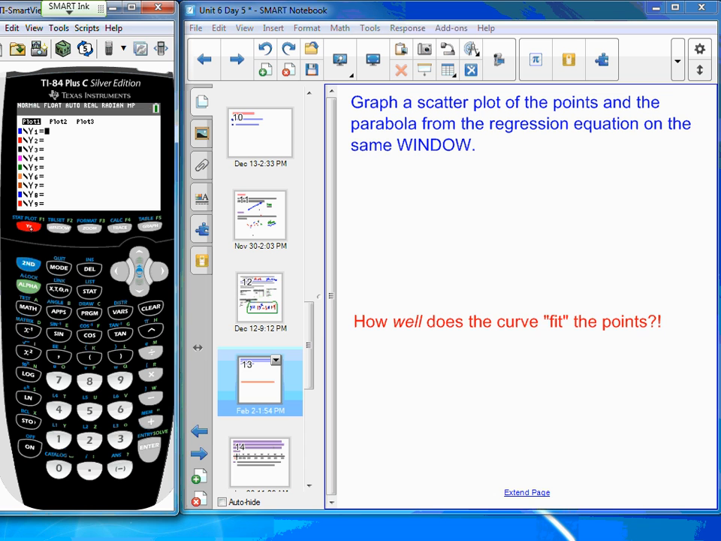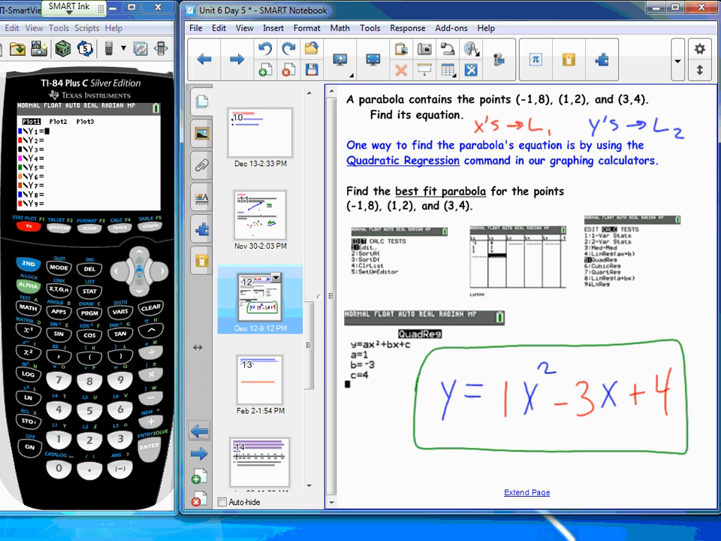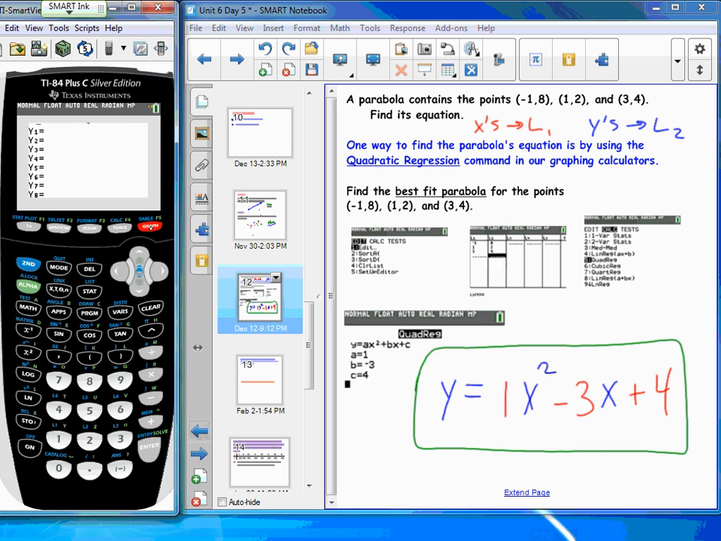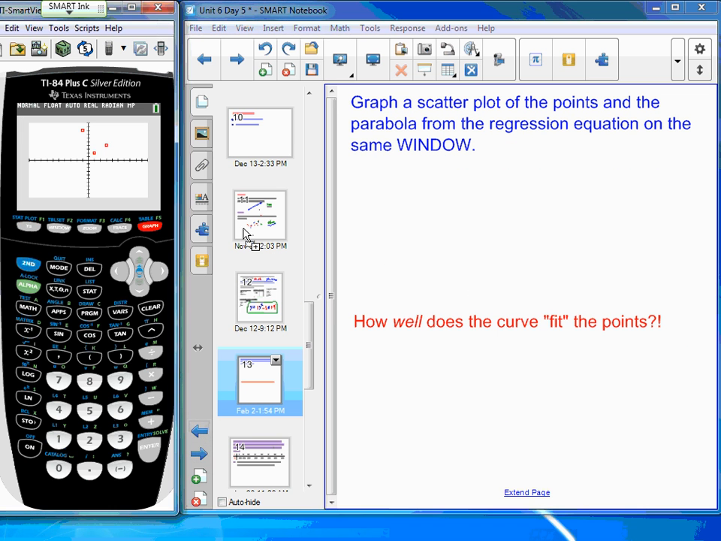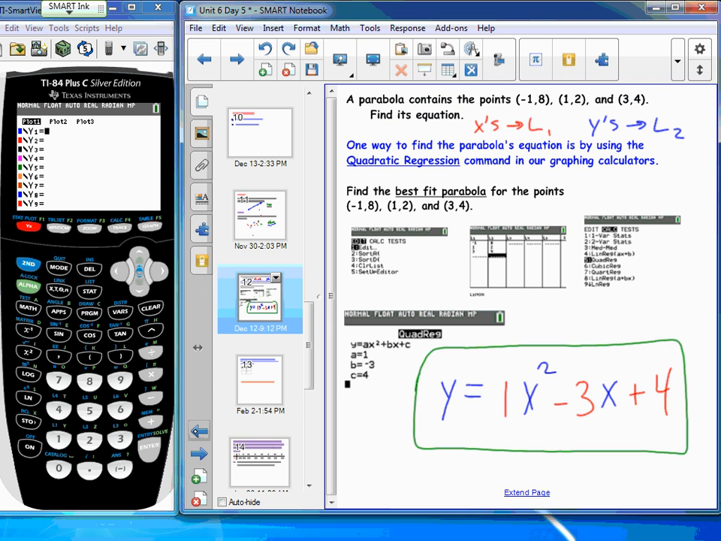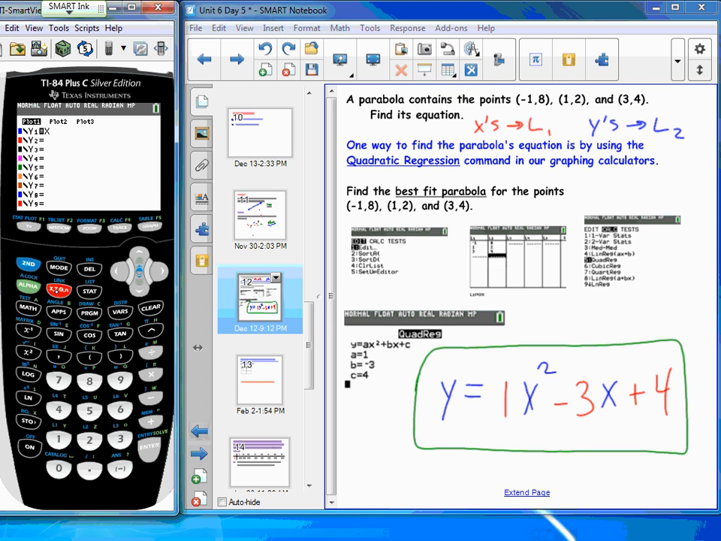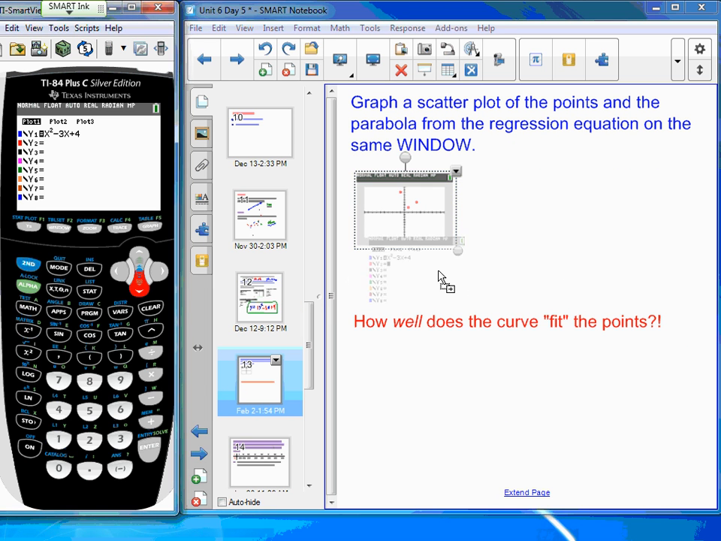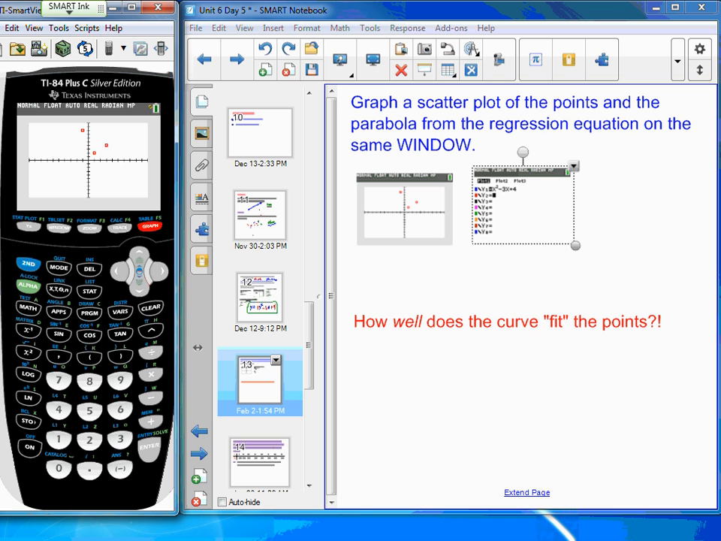Go to your y equals menu and let's enter our equation. Oh, I want that picture. Sorry. Just for the notes, I want to save that picture. All right, ready? In our y equals menu, let's go ahead and enter our predicted parabola: 1x squared minus 3x plus 4. We got it? So I'm going to go ahead now and put this on the same window and see how good of a job it does.